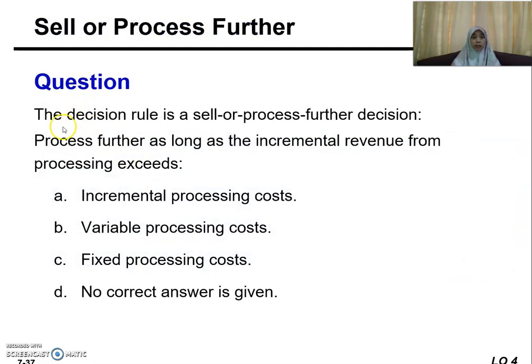So for example, this question, the decision rule is a sell or process further decision. Process further as long as the incremental revenue from the processing exceeds the incremental processing cost. So you look at the incremental revenue and the incremental cost. If your incremental revenue is more, then you should further process your product.